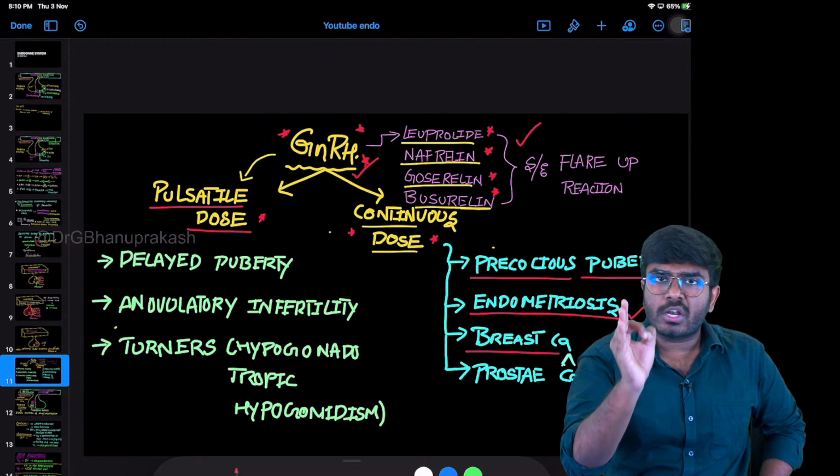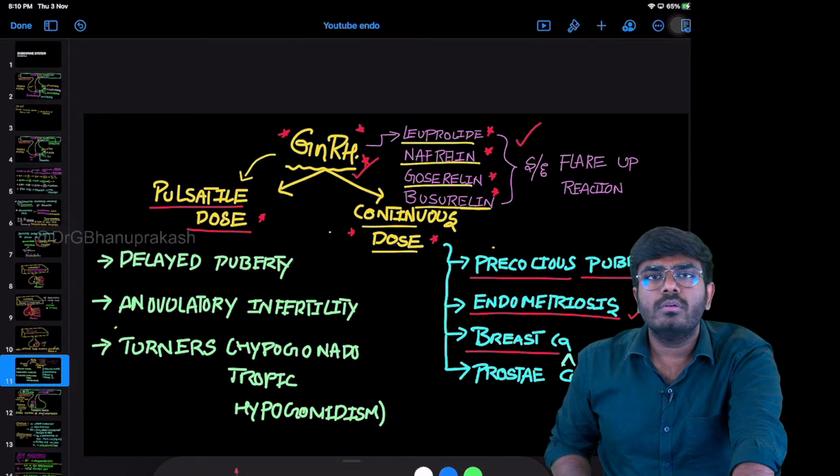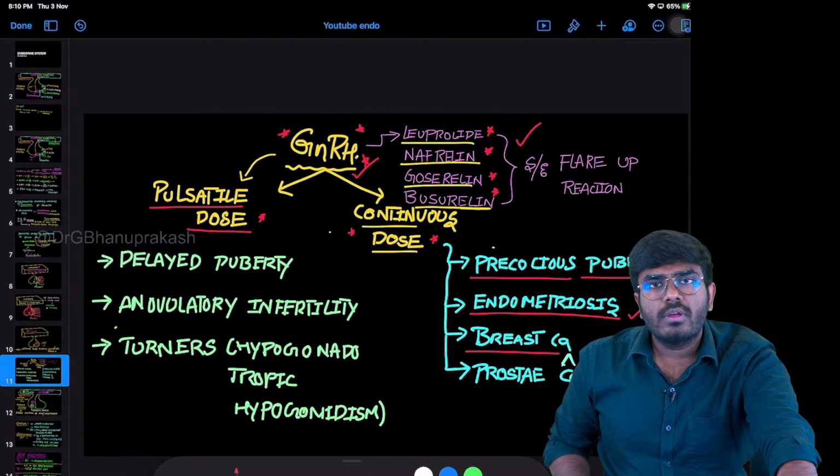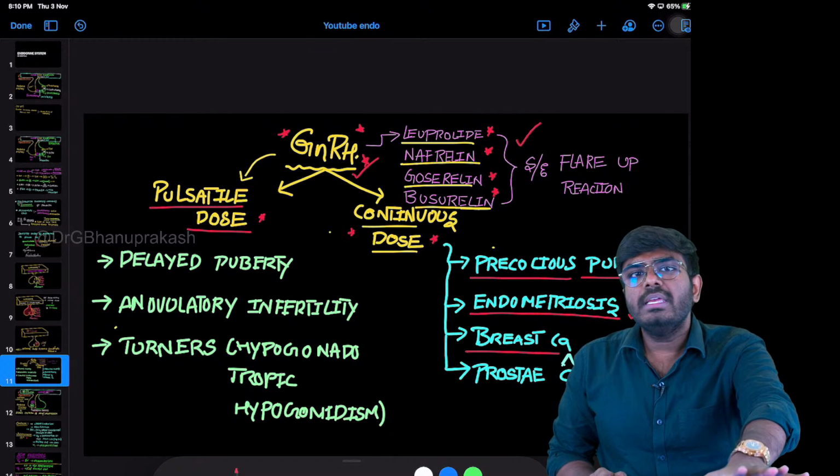Whenever you give GnRH analogues in a continuous dose, FSH will come down. When FSH is coming down, automatically estrogen will come down. When estrogen comes down, the problem is partially solved.